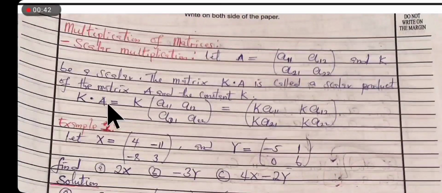So K dot A is called the scalar product of this matrix A and this constant K, which is the same thing as the constant K multiplying all the elements of the matrix A. To do that, you ensure that you use the constant to multiply each element of the matrix. The constant has to affect all of them. You multiply each of the elements by the constant.